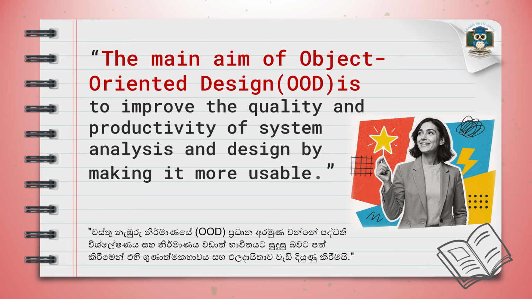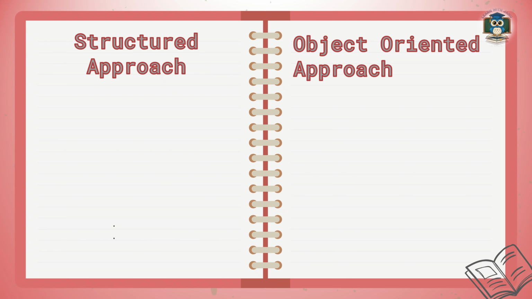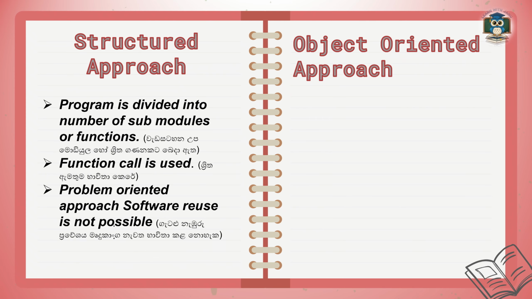These are two approaches. First one is the structured approach and the second one is the object oriented approach. Let's see what the approaches are. The first one is the structured approach. In the structured approach, the program is divided into a number of submodules or functions. Function calls are used, and it is a problem-oriented approach. Software reuse is not possible with this approach.